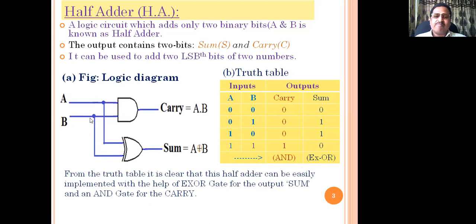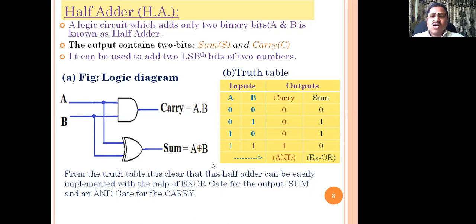So the diagram is very simple. A and B are the input to the AND gate as well as to the XOR gate. The resultant output of the AND gate is called the carry. The equation is A and B. Whereas the resultant output of the XOR gate with inputs A and B is called the sum. The equation can be written as A in a circle with a plus, which means A XOR B.